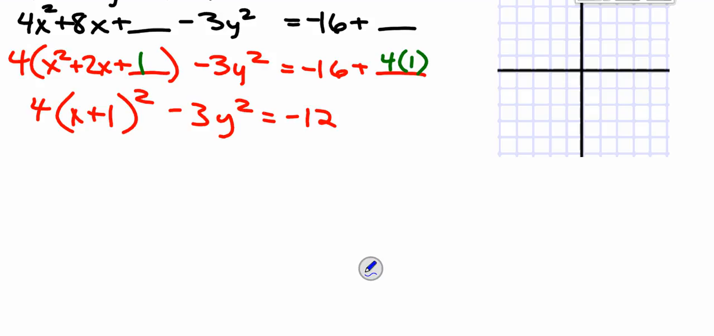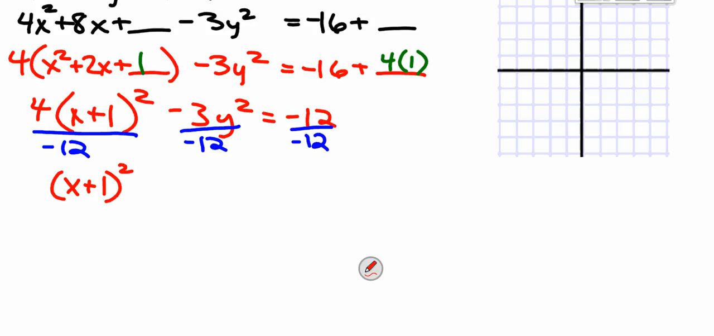However, it is negative 12, so we have to divide all the terms by negative 12 to make that right-hand side equal to positive 1. So divide by negative 12, divide by negative 12, divide by negative 12. And so then on the left-hand side, we get our x plus 1 in parentheses squared, and then 4 divided by negative 12, that's over negative 3 now. And then plus y squared over 4. So notice that became positive. So we're going to have to rearrange things in a minute here.